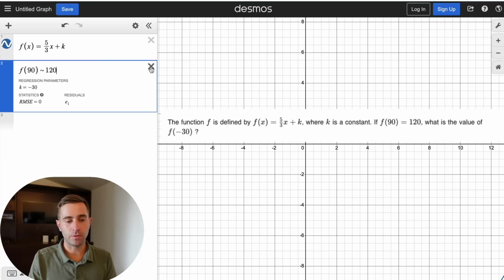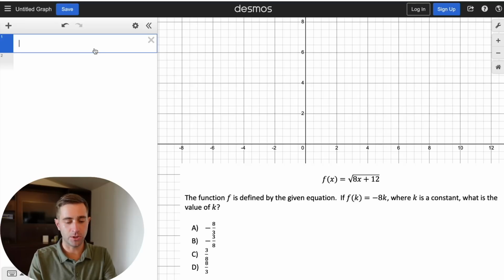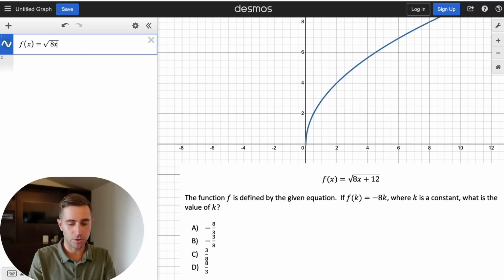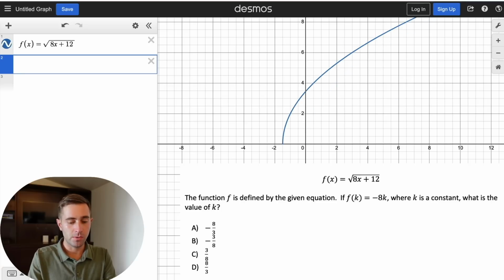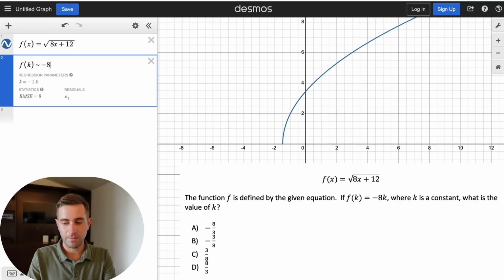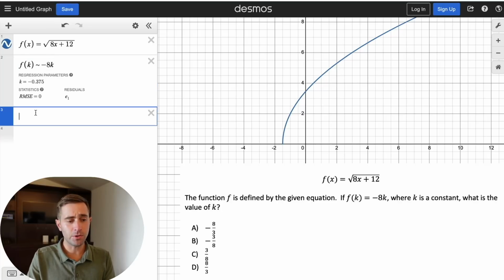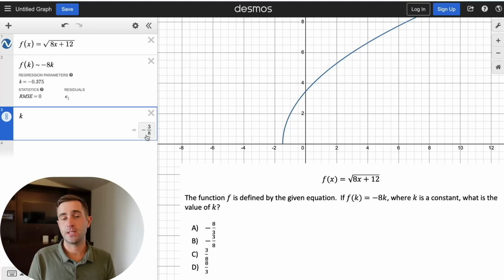So really powerful tool, but especially when we get to questions like the one below that start to feel a little bit more complex for students to solve by hand, you can actually simply just do f of k tilde negative 8k, and it's going to give you your value of k. And then if you want to get that fraction value, you simply are going to click the fraction button, and that's how we can see that B is our correct answer in seconds.